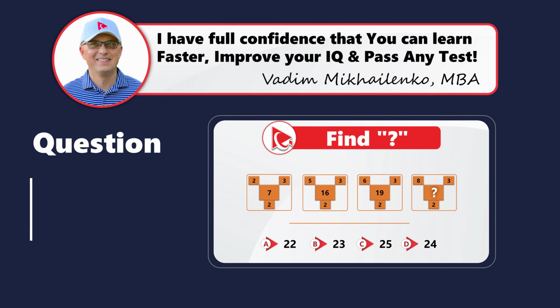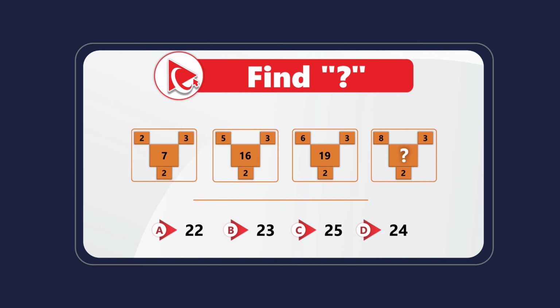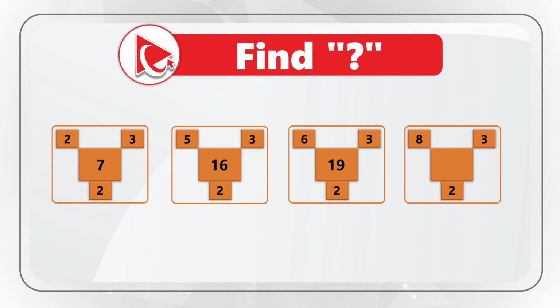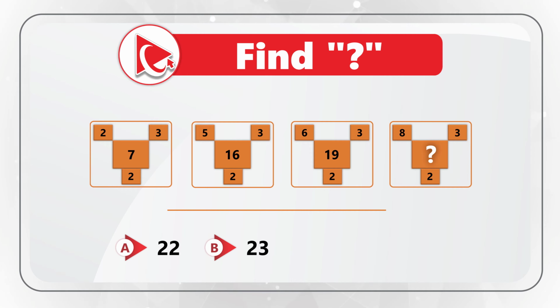Here's a question of intermediate complexity we frequently see on the test. You're presented with 4 shapes, and one shape has a missing number in the middle. You need to calculate the pattern and find the missing number, selecting it from one of 4 possible choices. Choice A, 22. Choice B, 23. Choice C, 25. And then last but not least, choice D, 24. Take a close look at the shapes and see if you can calculate the pattern.